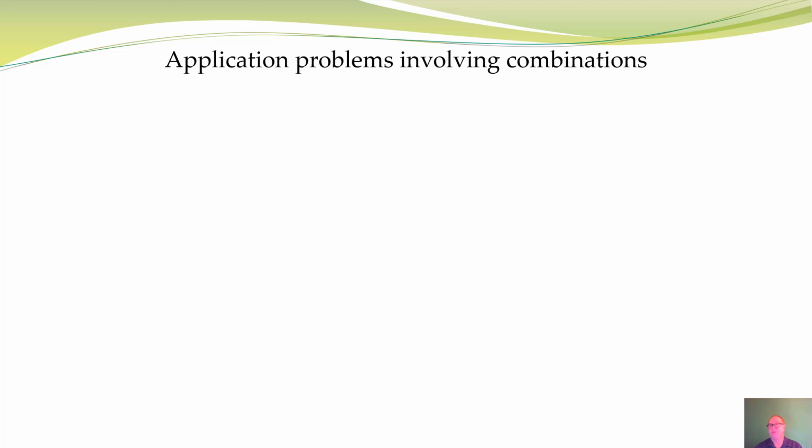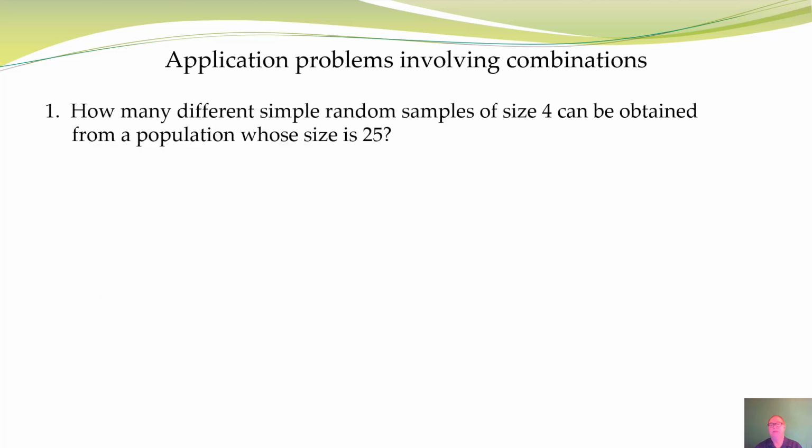Now, application problems involving combinations. How many different simple random samples of size 4 can be obtained from a population whose size is 25? Now, if we think about this, you're talking random samples of size 4. Is order going to matter in that sample? In other words, if I had 4 people, does it matter which person I chose first? No. So this is similar to grouping. Therefore this would be a combination. So we're going to want 25 combination 4, and this would turn out to be 12,650.